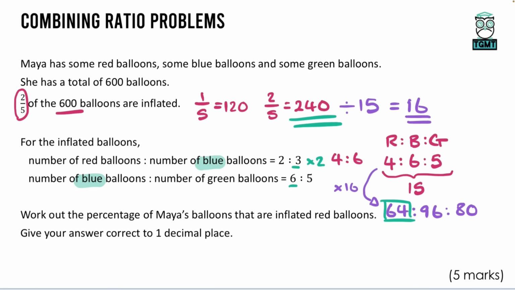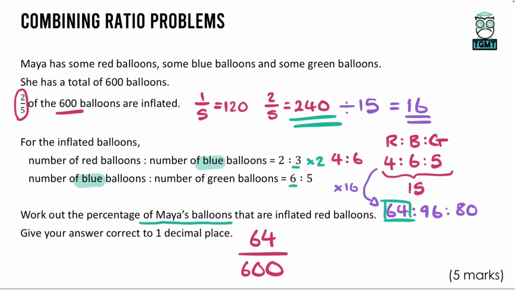Now we have 64 inflated red balloons, but what it's asking me to make it a percentage of is really important. Here it says work out the percentage of Maya's balloons. Now it could have phrased that in two different ways. It could have said the percentage of Maya's inflated balloons, which would have been out of 240, because we have 240 inflated balloons. This one though, it says Maya's balloons. Well, she has 600 balloons. So as a fraction of that 600, we have 64 out of 600 that are inflated red balloons.